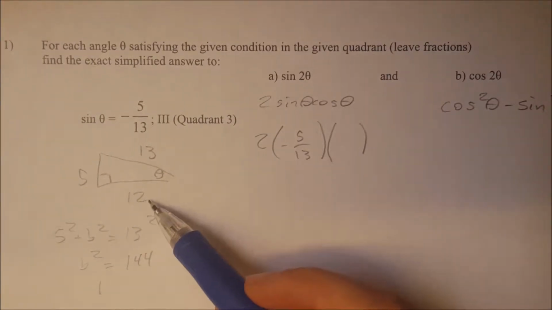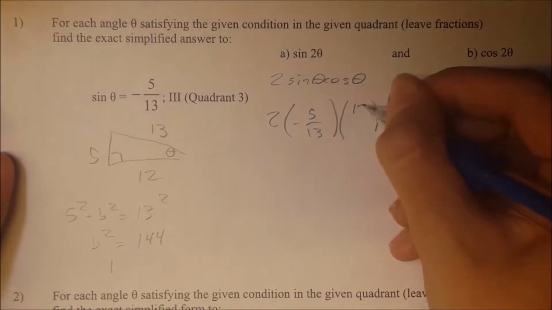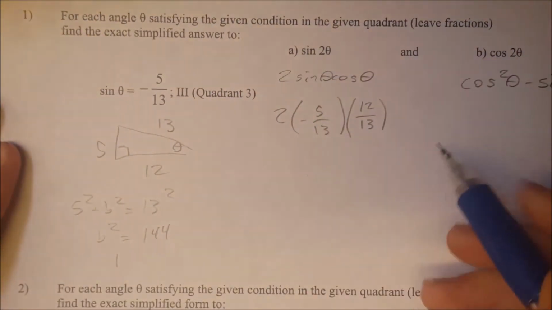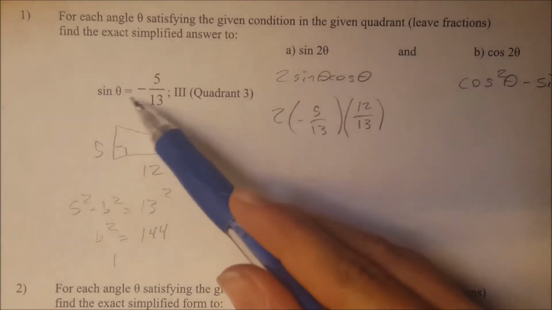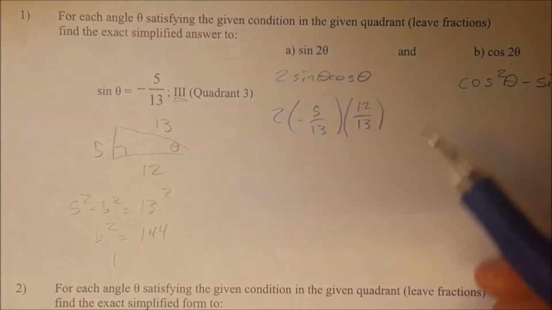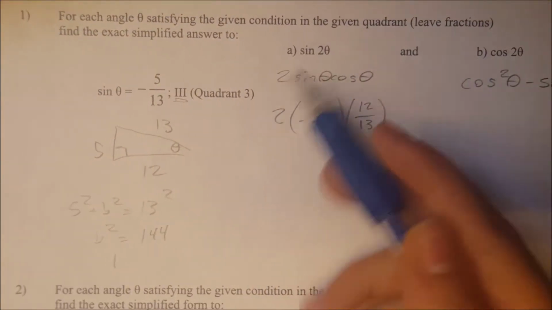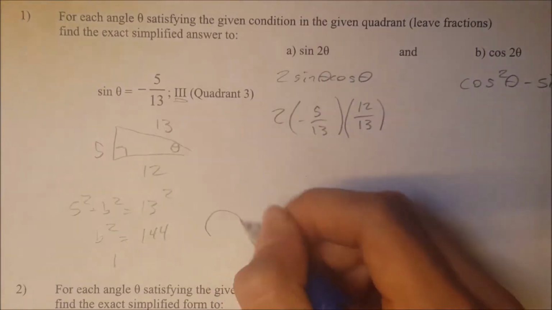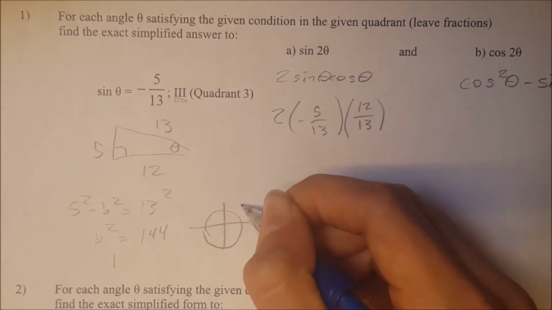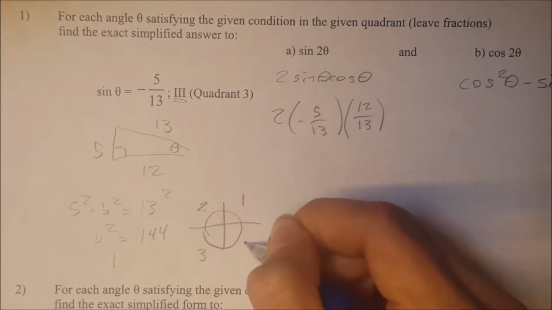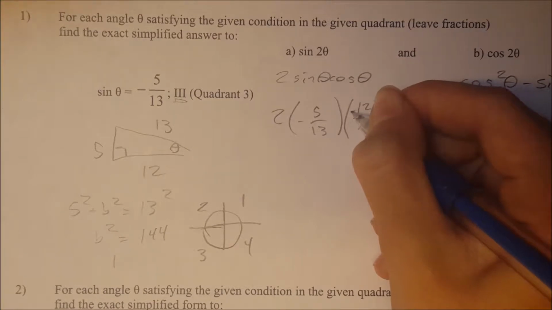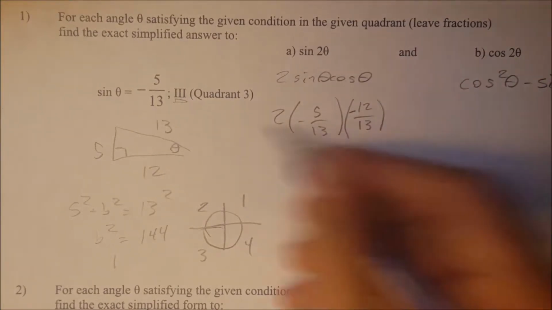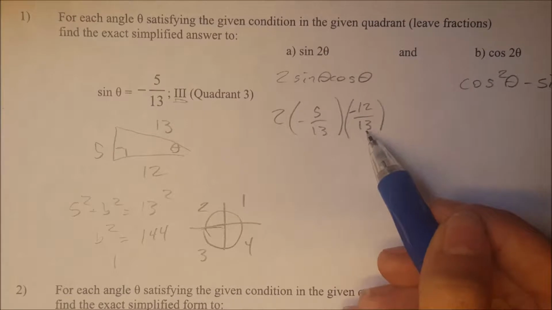So cosine is then adjacent over hypotenuse, so 12 over 13. But then you need to figure out if it's positive or negative. The second part of this problem tells you that it's in quadrant 3. So on a unit circle, you have quadrant 1, 2, 3, 4. If you're in quadrant 3, cosine is going to be some negative value. So negative 12/13.